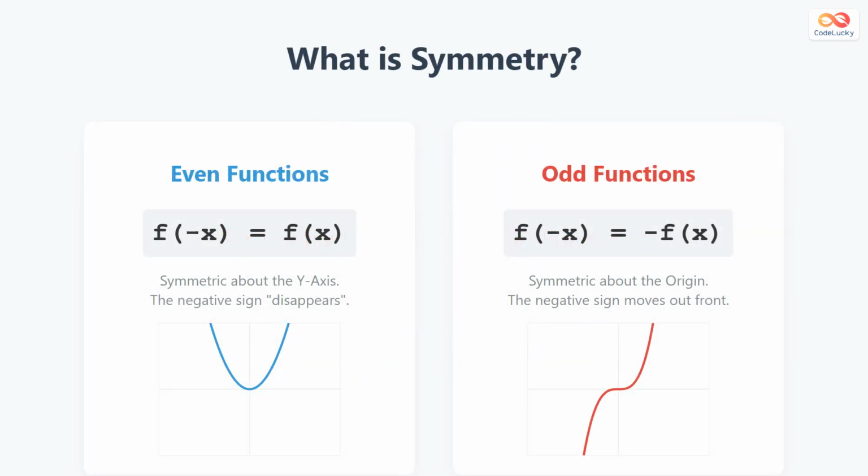Before we jump into trigonometry, let's refresh what even and odd functions look like in algebra. An even function is symmetric about the y-axis. If you plug in negative x, you get the exact same original function back. The negative sign basically disappears. An odd function is symmetric about the origin. If you plug in negative x, the negative sign moves to the front, giving you the negative of the original function.